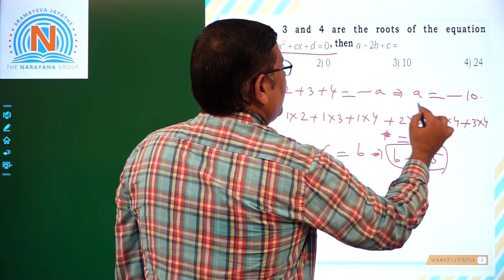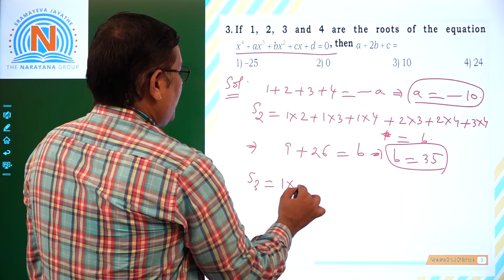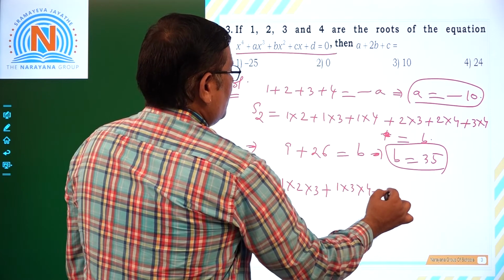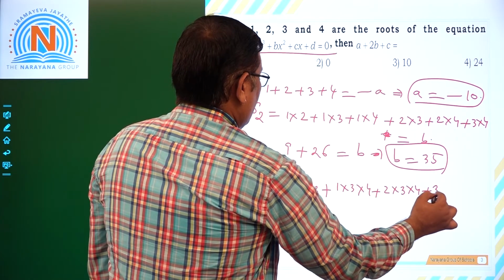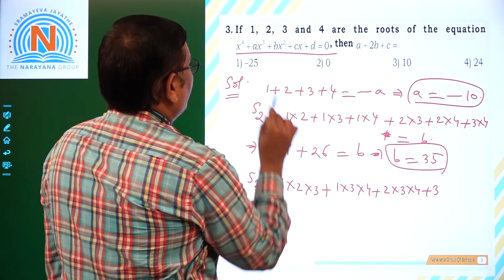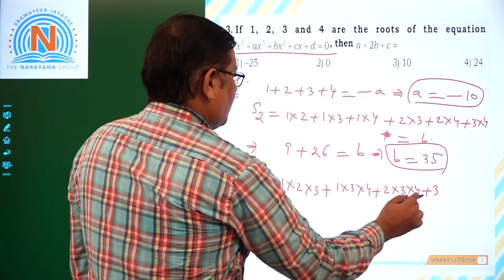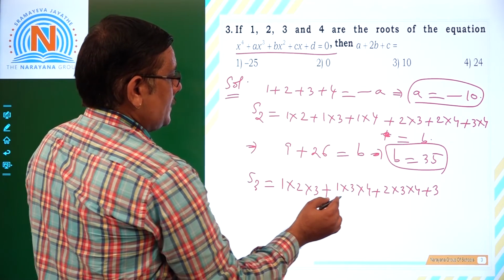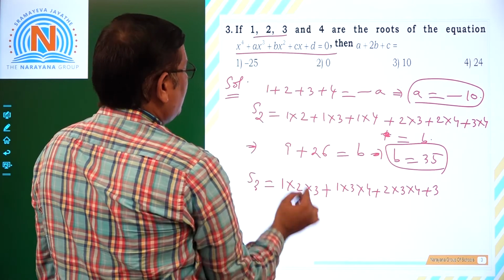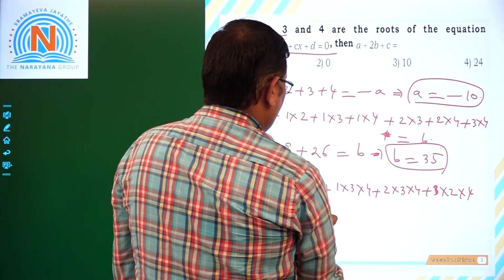So the a value we have is -10, the b value we have is 35. Now let us find out S3. S3 is nothing but 1 into 2 into 3 plus 1 into 2 into 4 plus 1 into 3 into 4 plus 2 into 3 into 4. The 1, 2, 3 combination we have taken, 1, 2, 4 also we have taken. All the possible combinations we have taken.